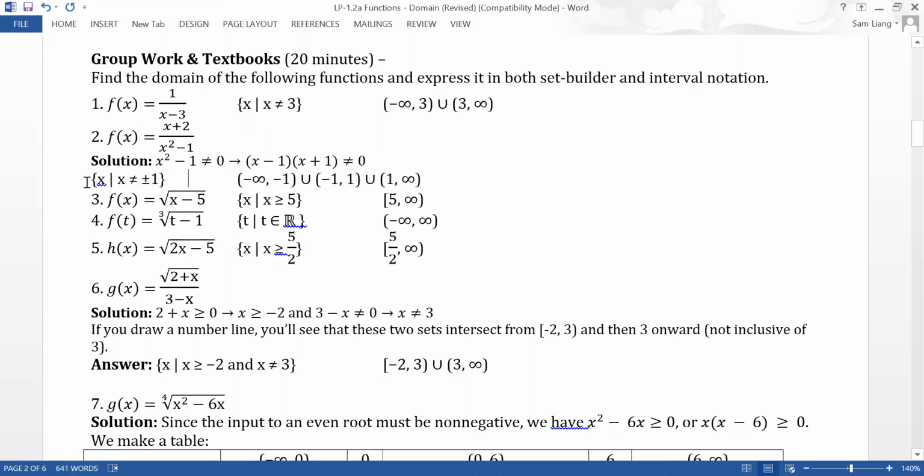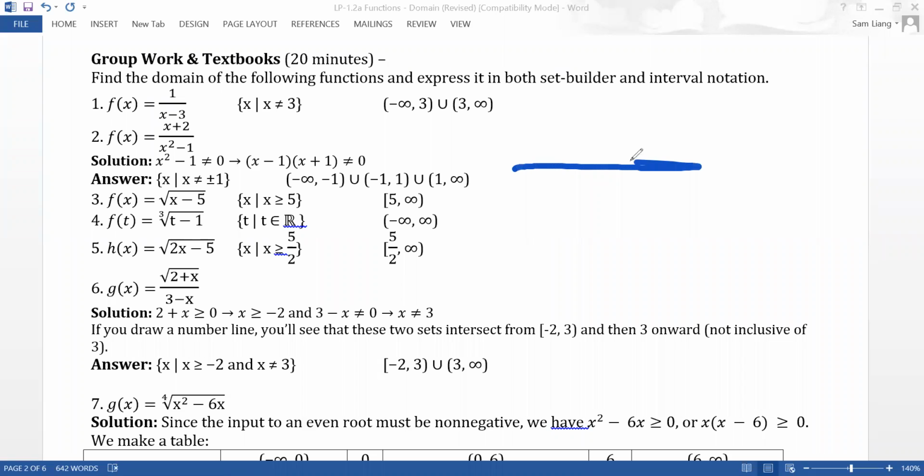That's your answer. For interval notation, it's a little more complicated, right? So here, just for the sake of time, I'm not going to draw the numbers. As you can see, this will be -1, and this will be 1, right? Everything else besides those values is okay. So -infinity to -1, -1 to 1, that would be this part, and then 1 to infinity. Okay, so that'll be your interval notation.